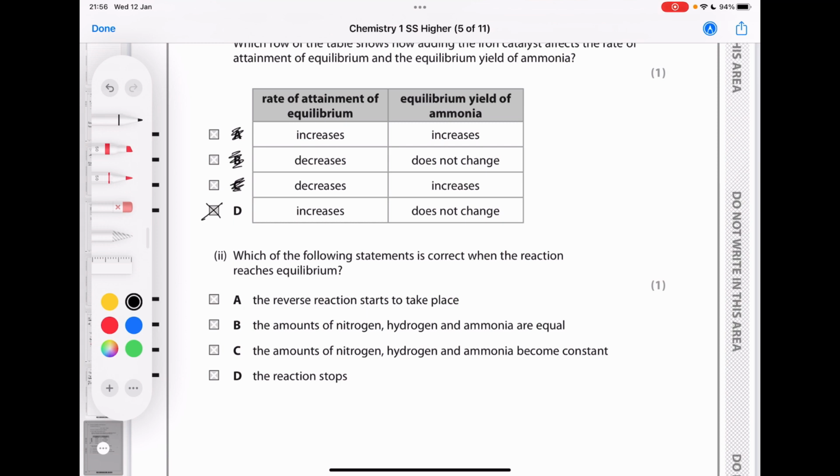Question 2, which of these statements is correct when the reaction reaches equilibrium? So at equilibrium, the forwards and backwards reactions are happening at the same speed. So the reaction doesn't stop, so it's not D. The reverse reaction has been happening all the time, so it's not A. Which leaves B and C. At equilibrium, the amounts of the chemicals do not have to be the same. All that's required is that they are not changing. So the answer must be answer C.